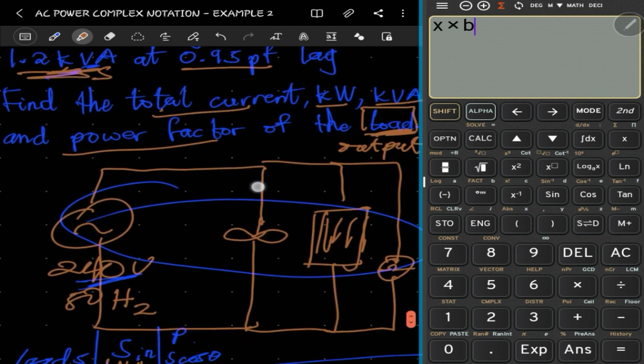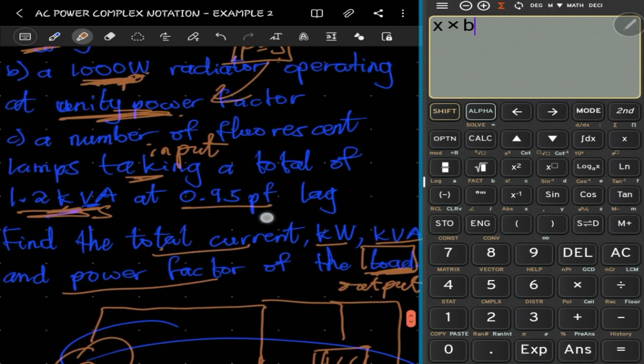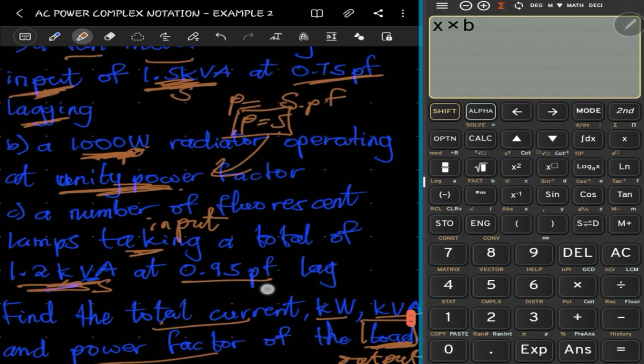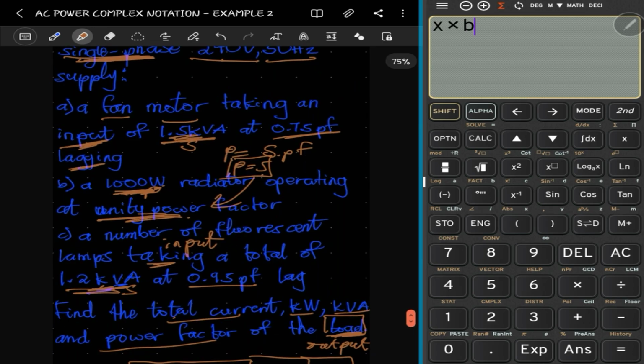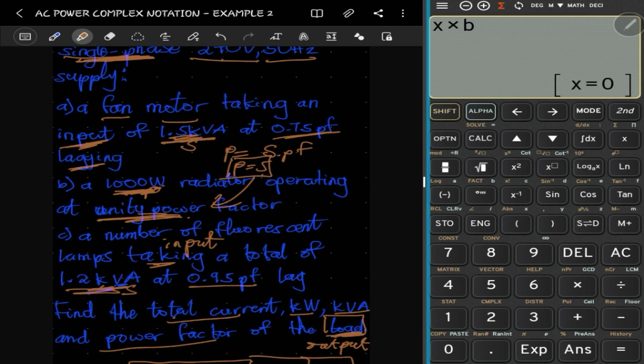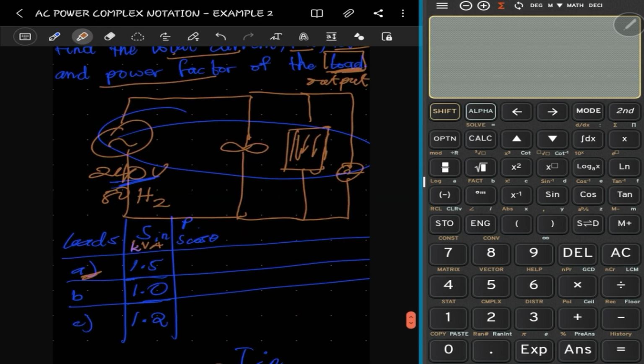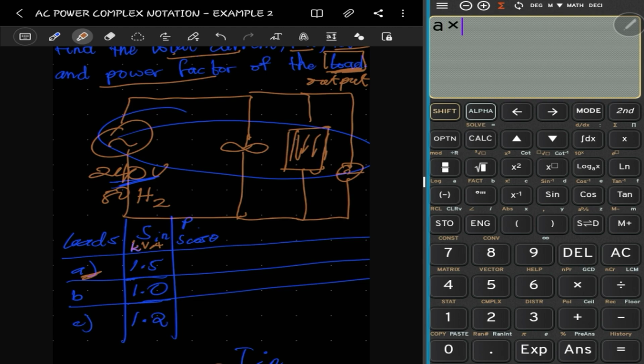So for the A, we know the power factor is 0.75, right? So we are using the apparent power and the power factor. Let's make the apparent power A. So apparent power times power factor. Let's make it F.